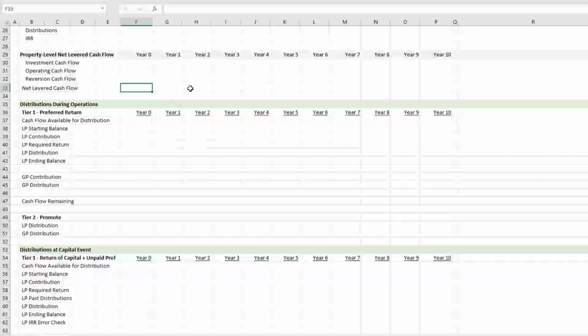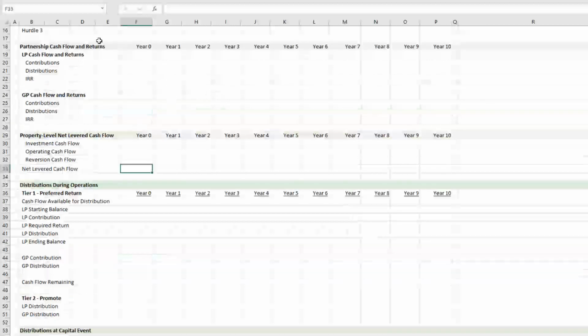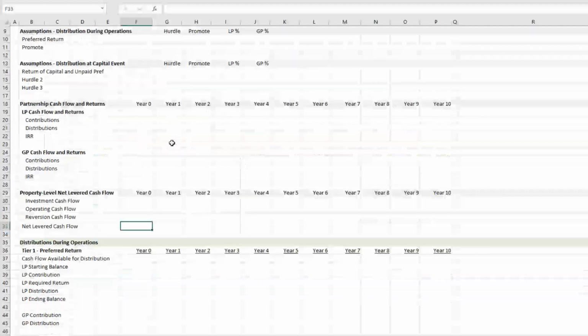And this line is important because it's based on this line that we calculate a property level internal rate of return, or other property level metrics as well, such as equity multiple, property level levered net profit, etc. So those are our assumptions and our summary of cash flows.